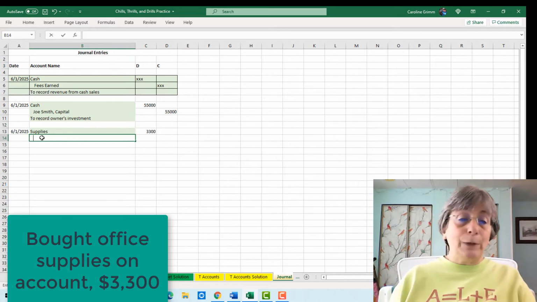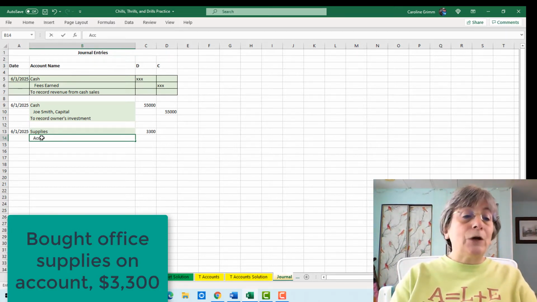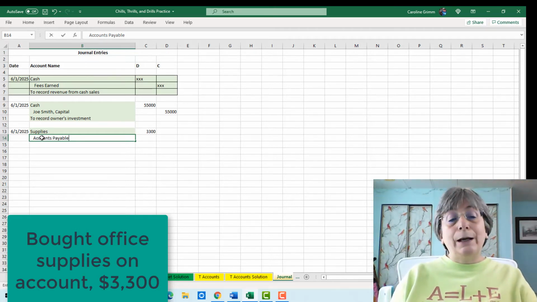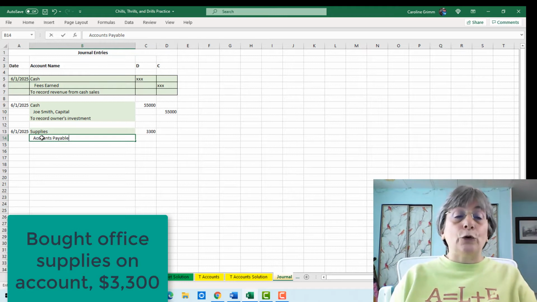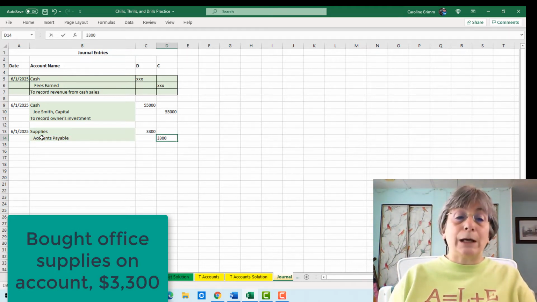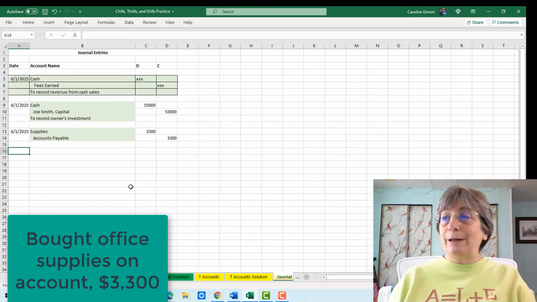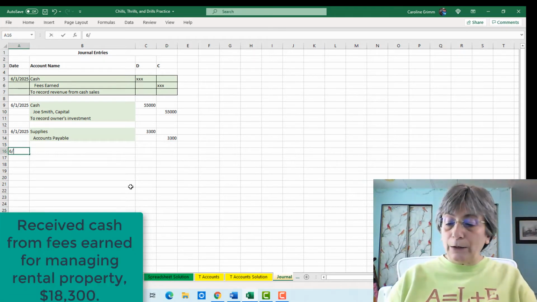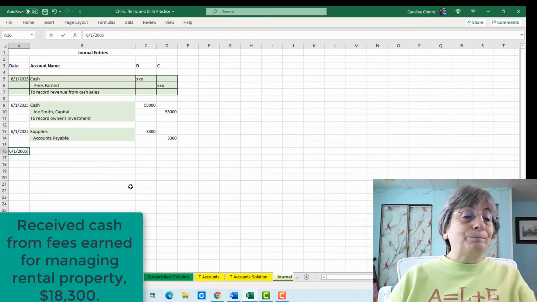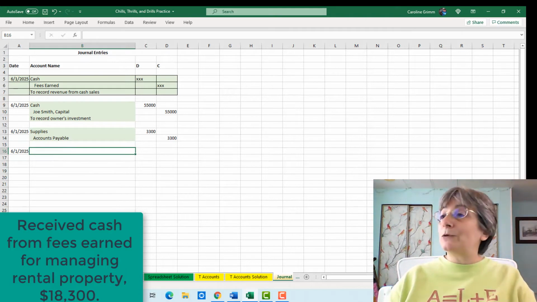Well, we haven't paid for them yet because it says that it's on account, which means that it is accounts payable, which is a liability account, so it's a normal credit balance, and we are increasing that by crediting the account. Boom, another journal entry done. We are cooking with gas. All right, so what happens next? I can't wait to find out. It's always so exciting to see what happens next.